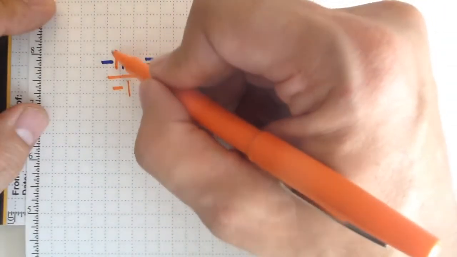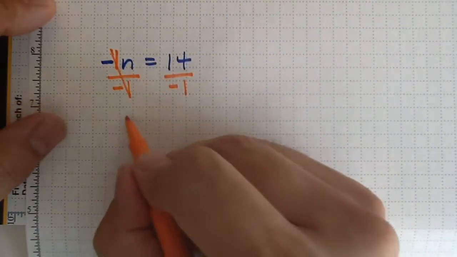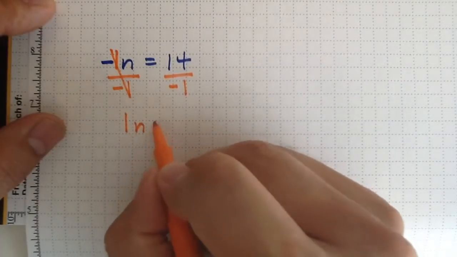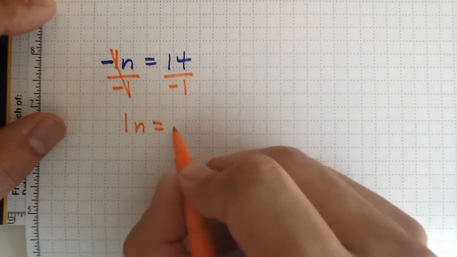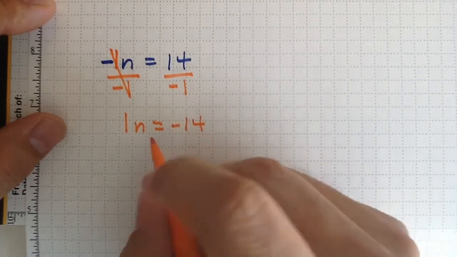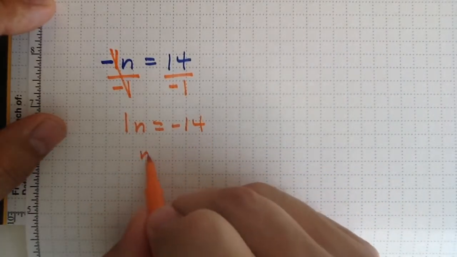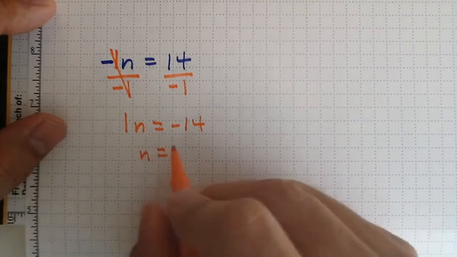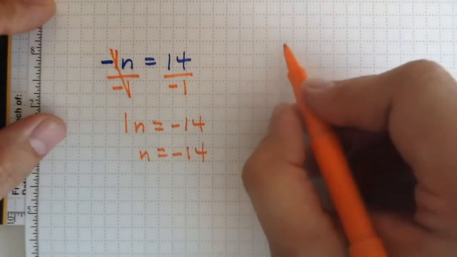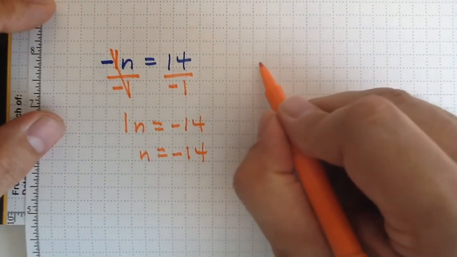Okay, -1 divided by -1 cancels out and becomes +1, n. And 14 divided by -1 is -14. Over here, 1 times n, the 1 just disappears and n stays. So n equals -14.